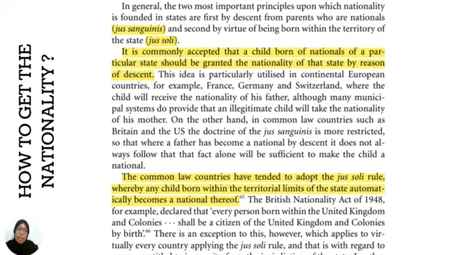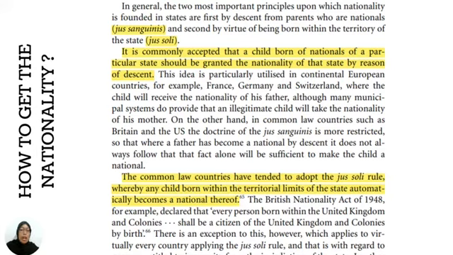How to get nationality? There are four ways to get nationality. They are jus sanguinis, jus soli, marriage, and also naturalization. In general, the two most important principles upon which nationality is founded in states are first by descent from parents who are nationals, that is jus sanguinis, and second by virtue of being born within the territory of the state, usually.